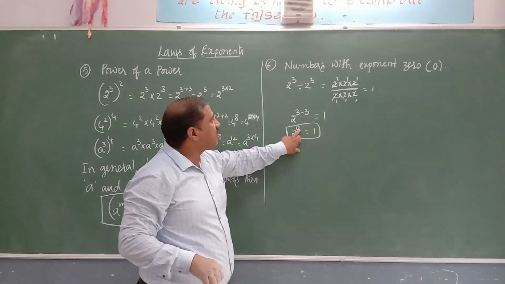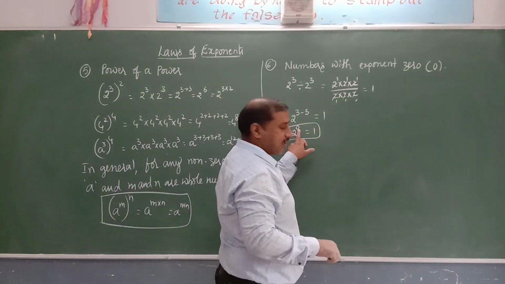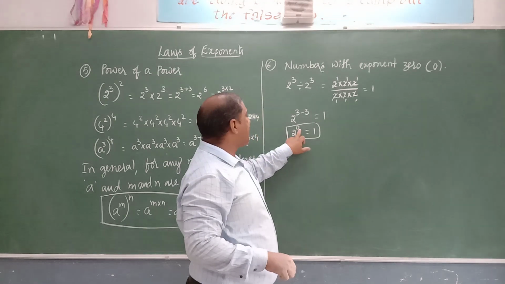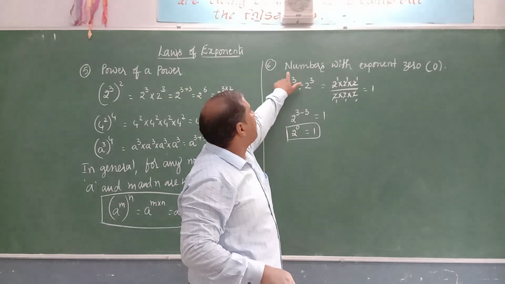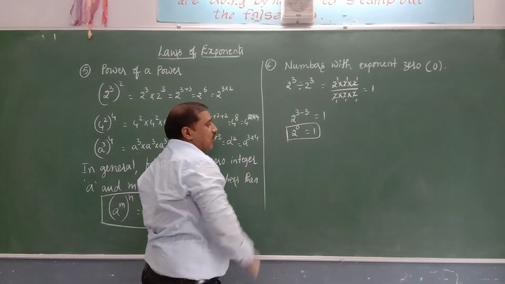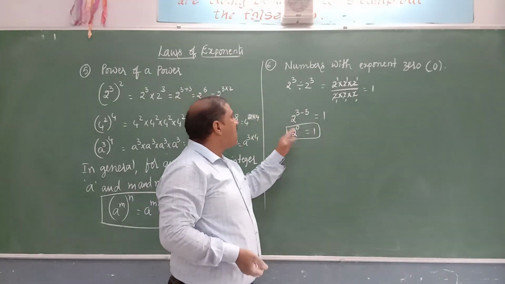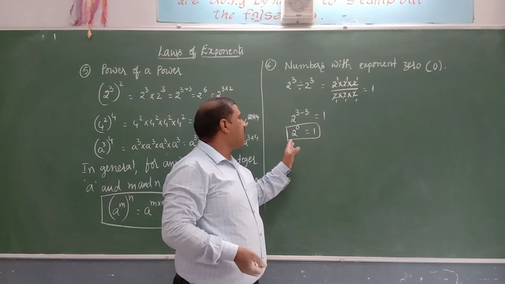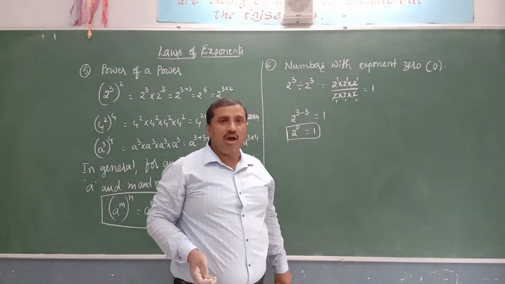Here the power, sorry, our exponent is 0. Our topic is numbers with exponent 0. If the exponent is 0, then what is the value? It is 2 to the power of 0 is equal to 1.